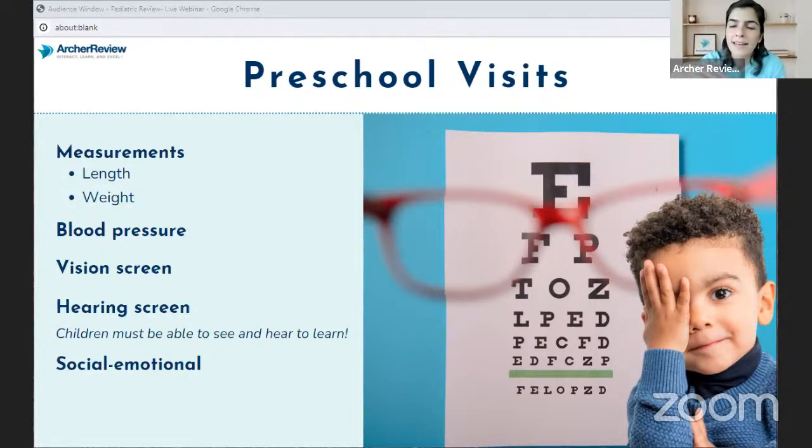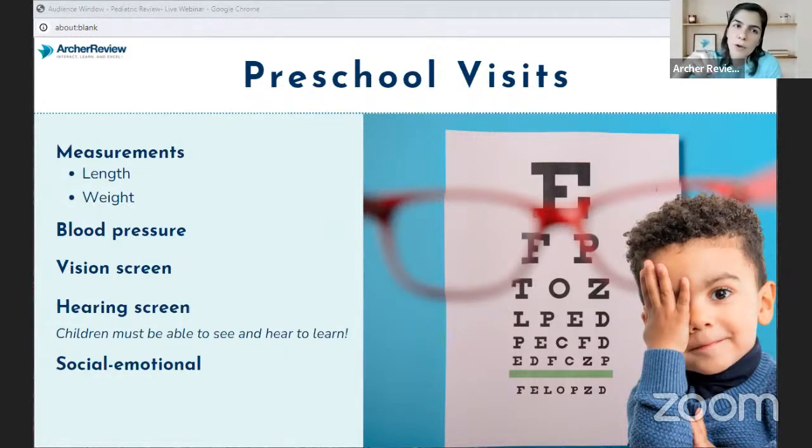And for vision, of course, a lot of preschoolers, if not all preschoolers, most preschoolers don't know their letters quite that in depth yet. So we use shapes and images, and oftentimes they might get that wrong too because they might not know their shapes. So that's typically what you're using for that vision screen.